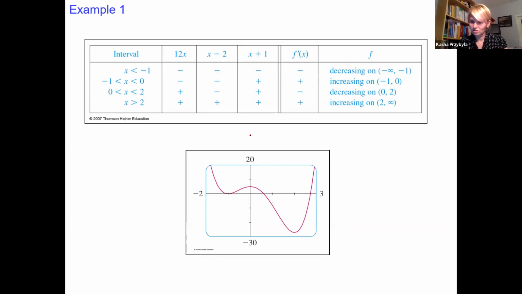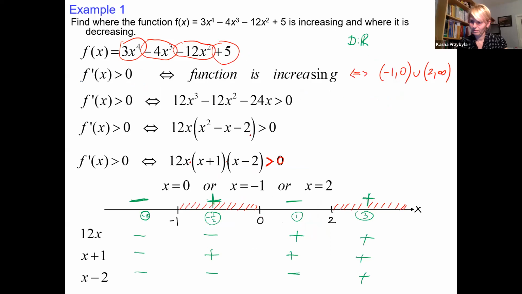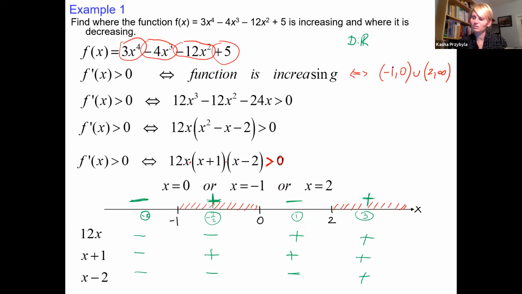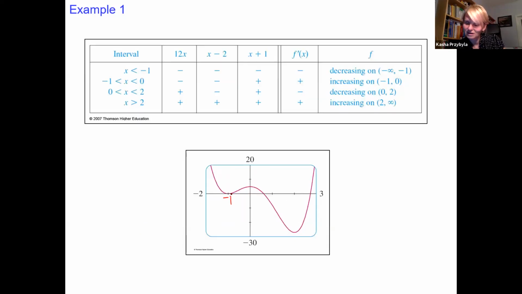I'm just trying to, from negative infinity to... why am I saying negative infinity? From -1 to 0, because this is the graph of the function. From -1 to 0, the function is increasing, and from 2 to positive infinity. Okay, and then the other intervals will give me decrease.